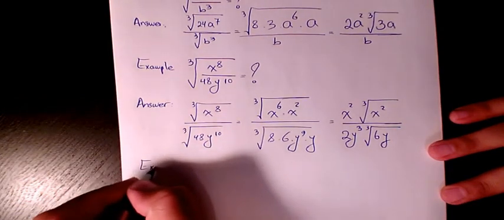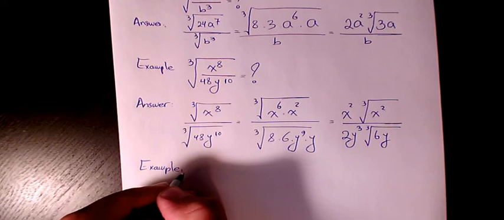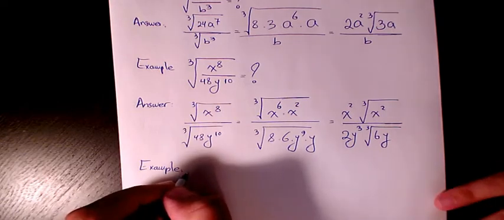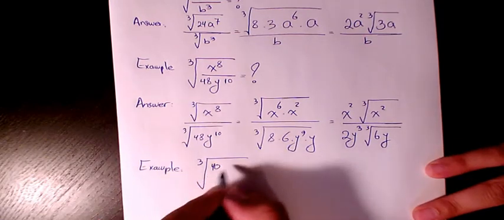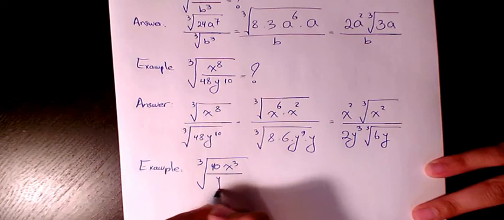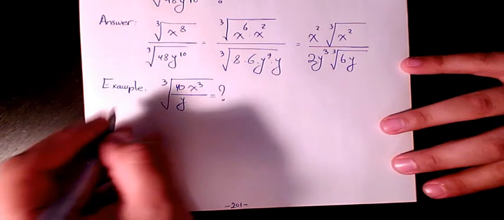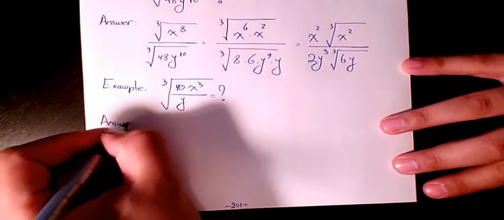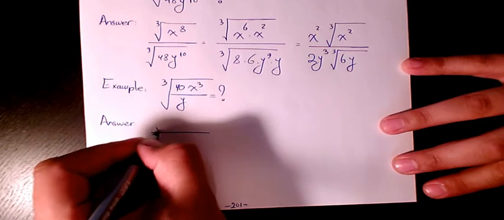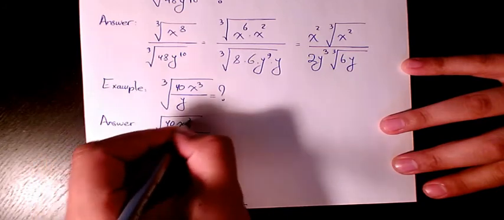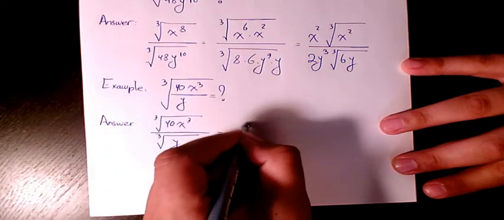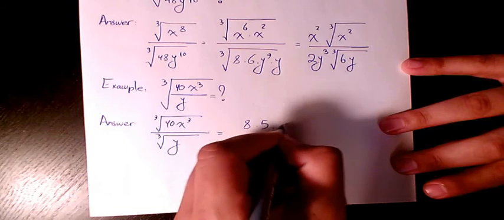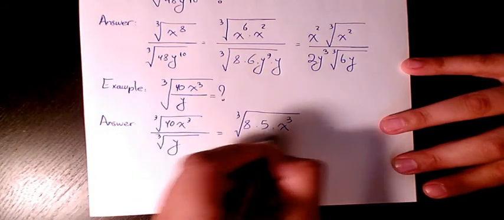Next example is cube root of 40x to the power of 3 divided by y. The answer is, we separate it first: cube root of 40 x to the power of 3 over cube root of y. 40 is 8 times 5, x to the power of 3 cube root.